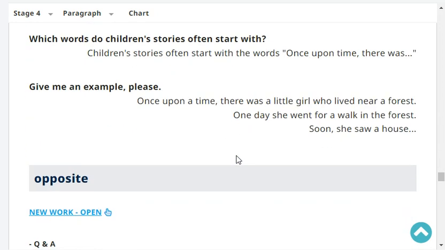Give me an example, please. Once upon a time, there was a little girl who lived near a forest. One day she went for a walk in the forest. Soon she saw a house.